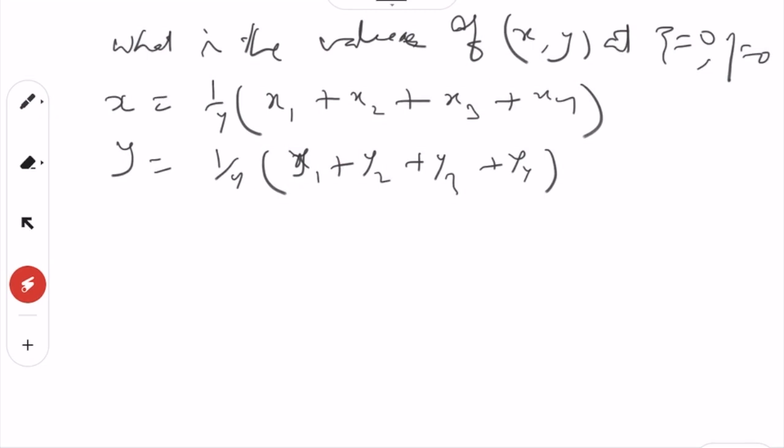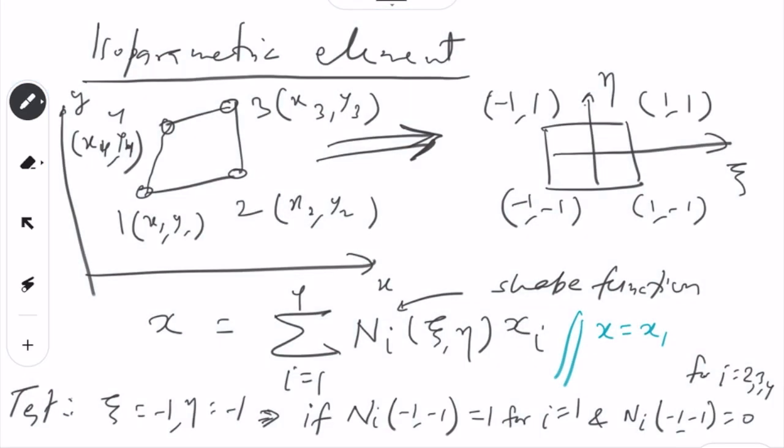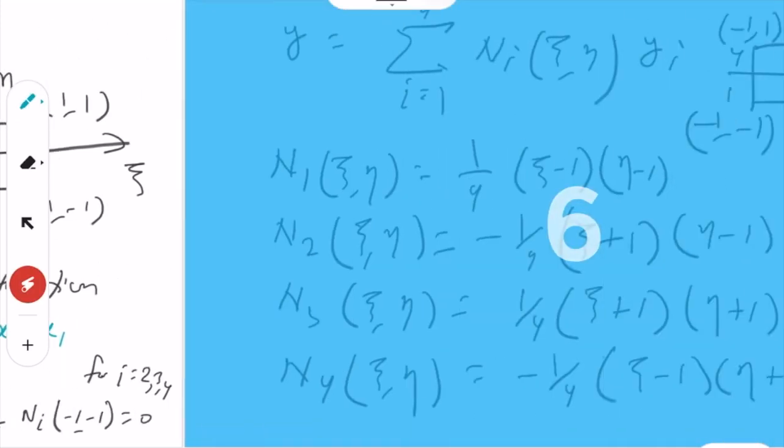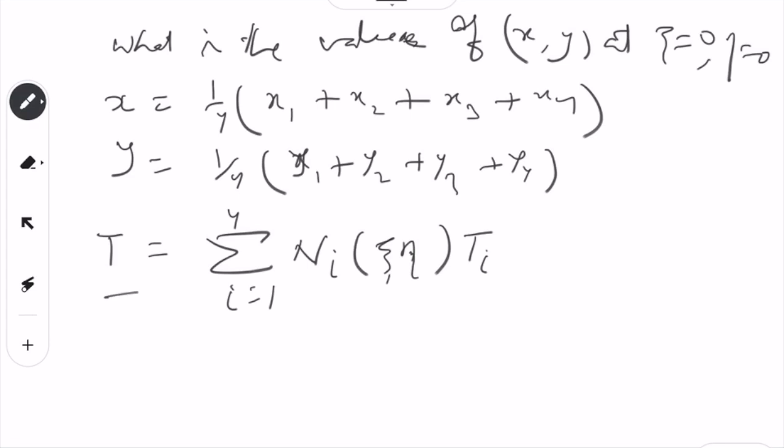So, note that we can also write the temperature function T as the same kind of summation, N_i(xi, eta) multiplied by T_i. So if we know the temperature at these nodes, T1, T2, T3, T4, then we can find out the temperature at any point by using the interpolation functions. Okay, so if we have T like this, then we can now do the analysis.